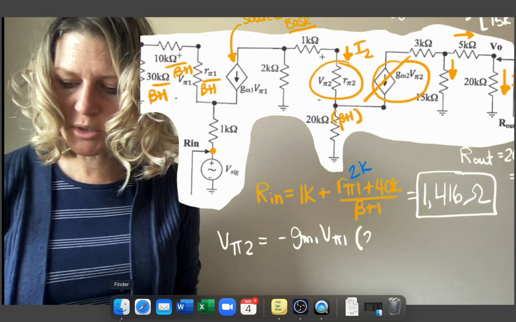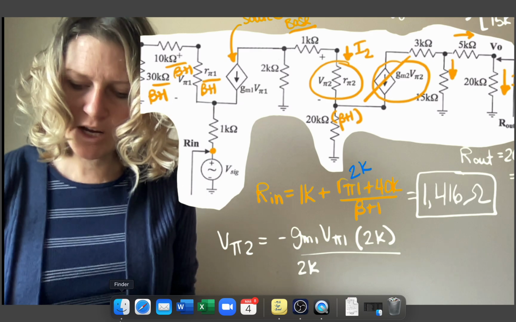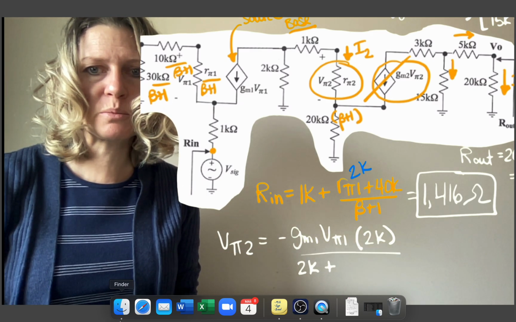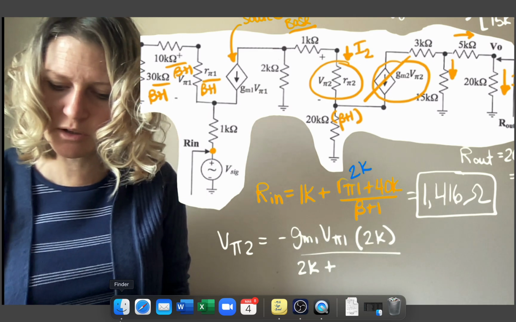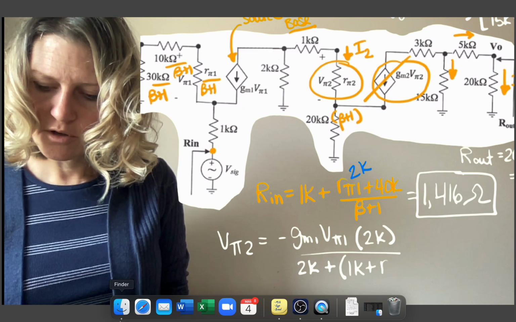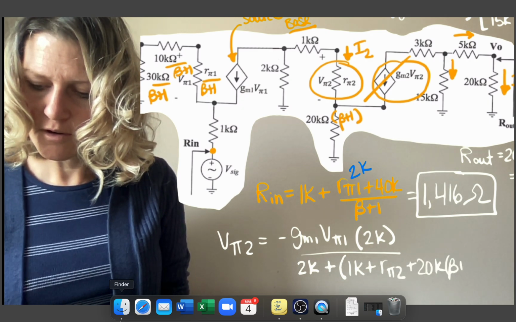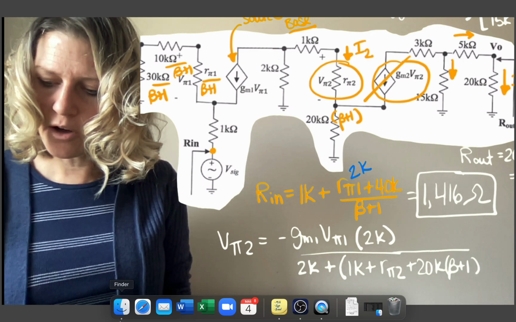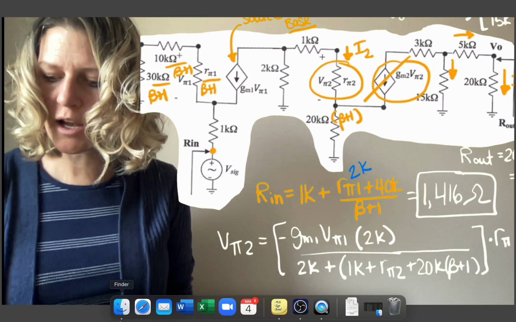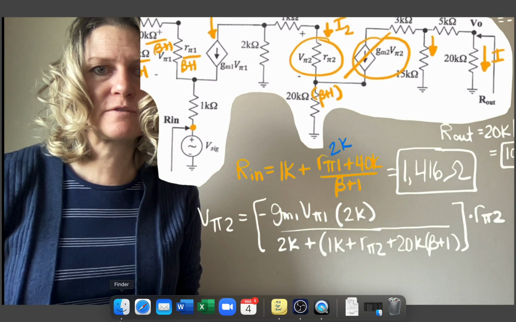Branch opposite would be 2K all over. One branch is 2K. The other branch has 1K plus R pi 2 plus 20K times beta plus 1. So this is all the resistance in the other branch. So this is all the current, and then I need to multiply it by R pi 2. So this would be my equation for V pi 2.